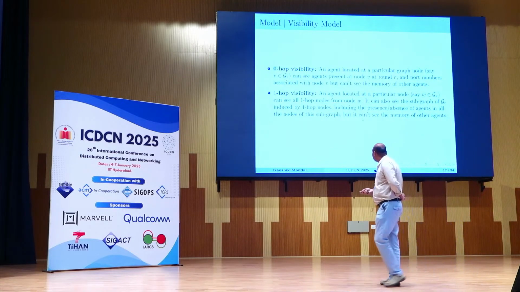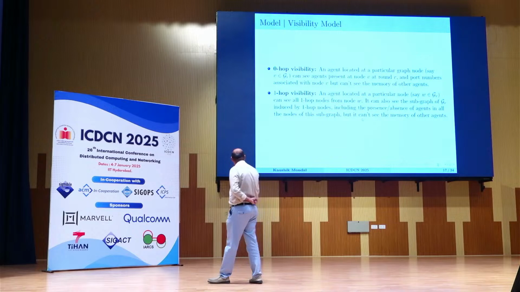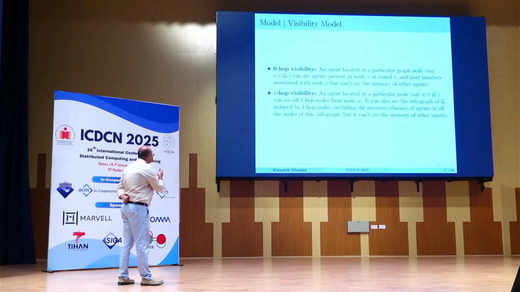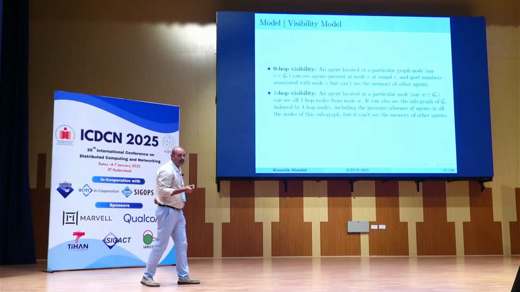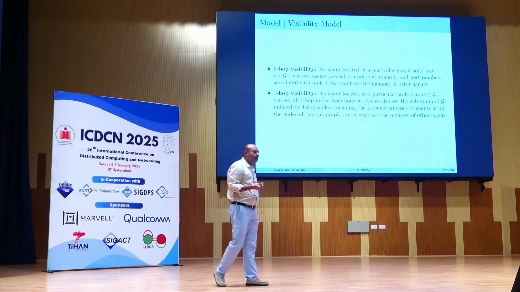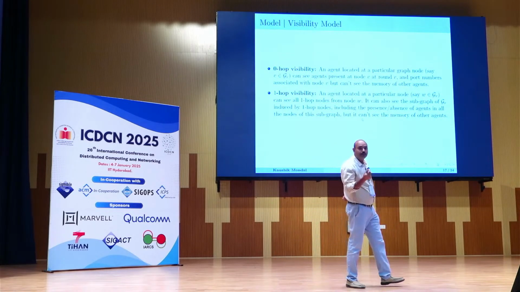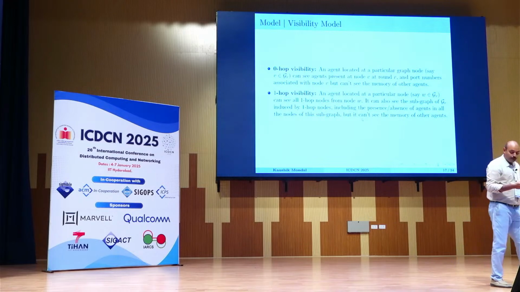And then there is zero visibility, so that an agent located at a particular graph node can see the agents' pages at that node and the port numbers associated with the node, but it cannot see the memory of the other agents. Again, here it is not even required because we are having either local or global communication, so whatever information you want to pass, you can pass through communication, you don't require to see the memory.